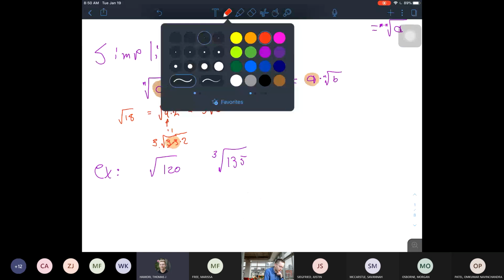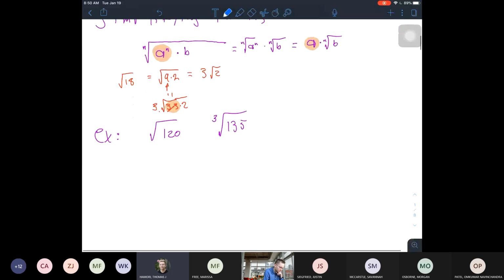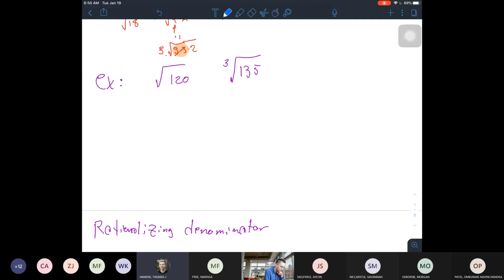Okay, so let's see some examples. Let's try these. We'll try the square root of 120 first. Well, we can rewrite this as 12 times 10. And I can rewrite that as 3 times 4 times 2 times 5. Rewrite that as 3 times 2 times 2 times 2 times 5. And I can remove any grouping of two numbers which are the same. I'm going to take these two twos here, get rid of them on the inside and put them out front. So I will get 2 times the square root, and whatever's left on the inside is just 3 times 2 times 5. I think that's 30.